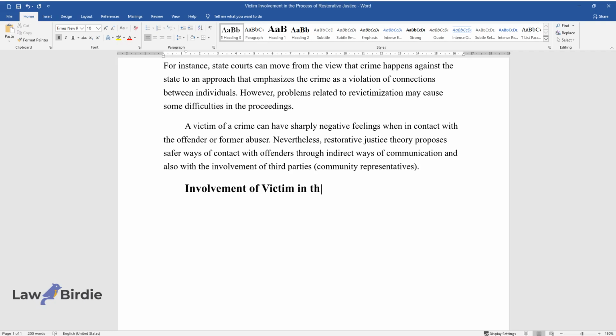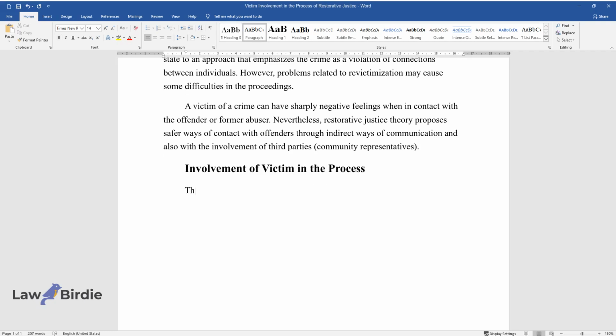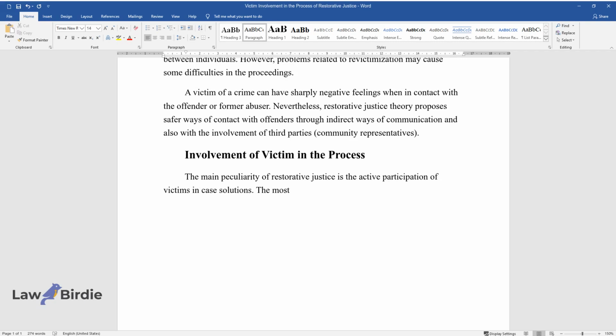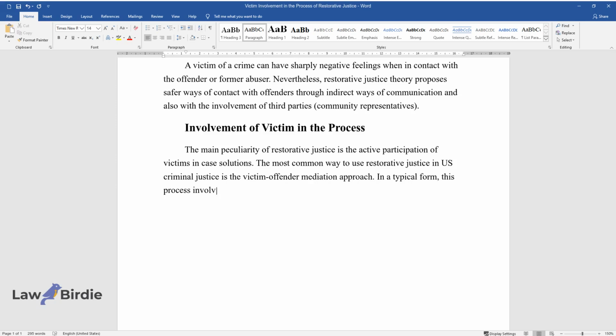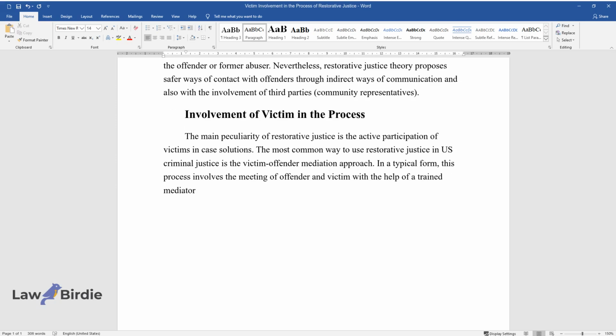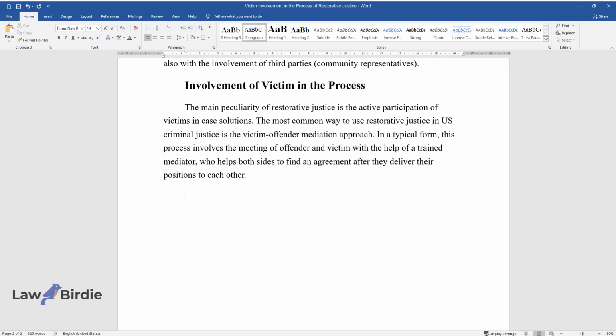Involvement of the victim in the process. The main peculiarity of restorative justice is the active participation of victims in case solutions. The most common way to use restorative justice in U.S. criminal justice is the victim-offender mediation approach. In a typical form, this process involves the meeting of offender and victim with the help of a trained mediator, who helps both sides to find an agreement after they deliver their positions to each other.